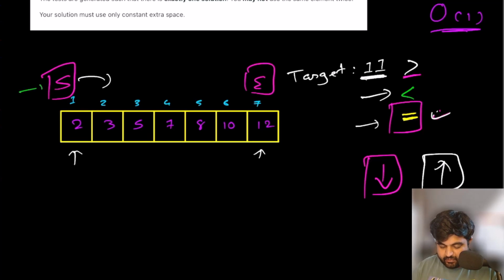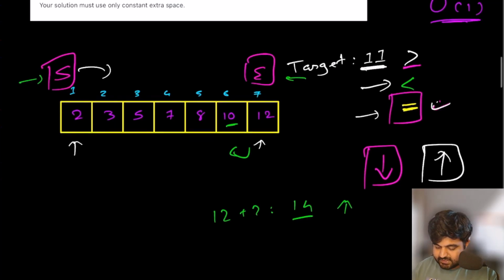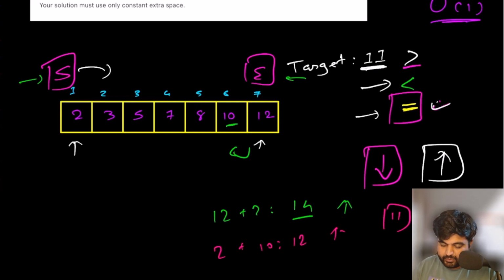First, we check the starting and ending pointers. If we do the sum of these two values, it is going to be 12 plus 2, so the sum is 14. 14 is actually too high. Since 14 is too high, we will have to move one step towards the left. Now we are at position number 6, or index number 6, where the value is 10. If we again do the sum, it is 2 plus 10, which is 12. 12 is still greater than the target value 11. So again we are going to move our end pointer.